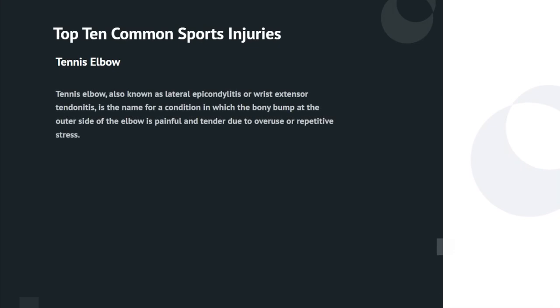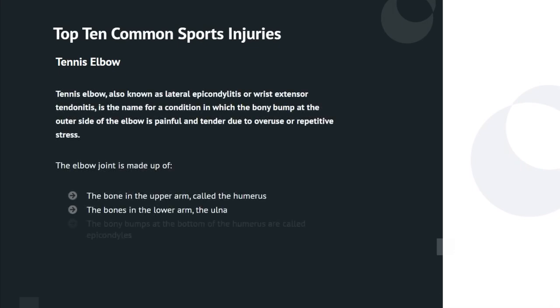Tennis elbow. Tennis elbow, also known as lateral epicondylitis or wrist extensor tendonitis, is the name for a condition in which the bony bump at the outer side of the elbow is painful and tender due to overuse or repetitive stress. The elbow joint is made up of the bone in the upper arm, called the humerus, the bones in the lower arm, the ulna. The bony bumps at the bottom of the humerus are called epicondyles.